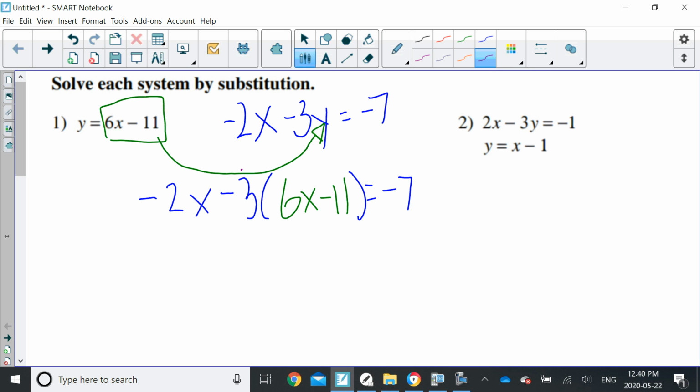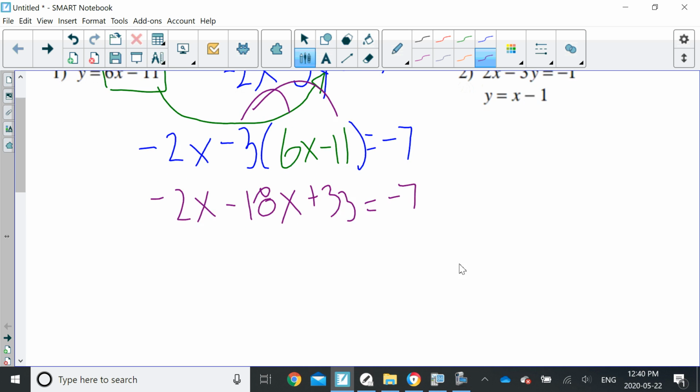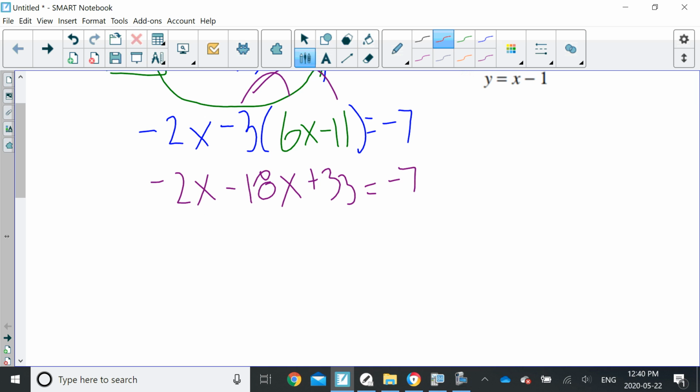So let's distribute in that negative 3. And I'll have negative 2x. Negative 3 times 6 is negative 18x. Negative 3 times negative 11 is positive 33. And that's equal to negative 7. Let's join our like terms together. Like terms on the left-hand side were the x's. Negative 2 minus 18 gives me negative 20x. Then I had plus 33 is equal to negative 7.